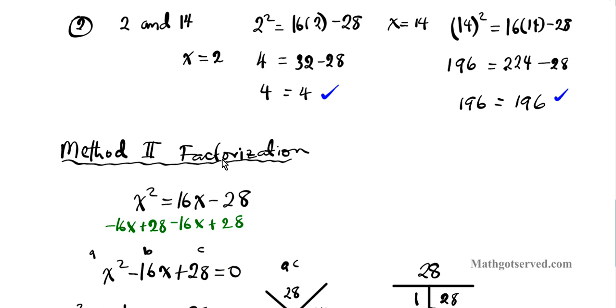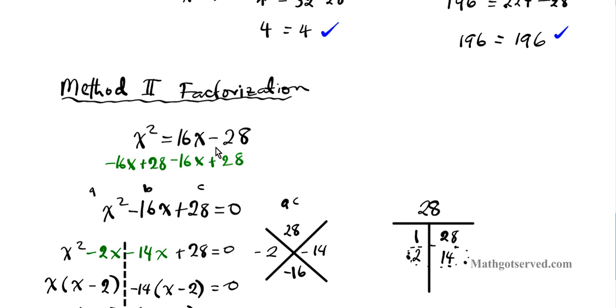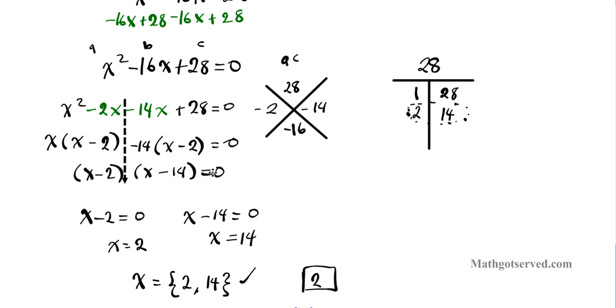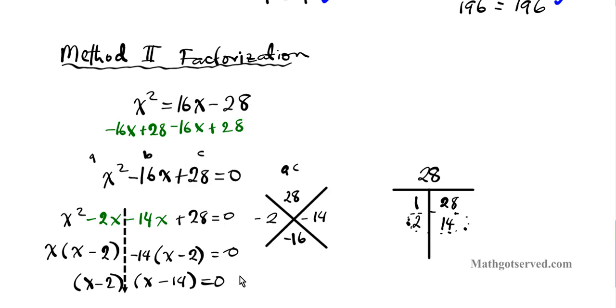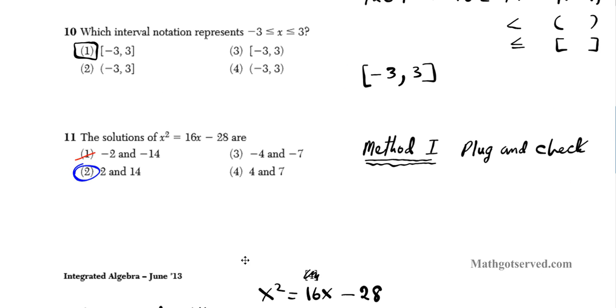Another way you can do it is simply put this quadratic in standard form and factor it, and use the zero product property to solve. You end up with 2 and 14. And there you have it. So whichever method you like, you can plug and chug, or you can just simply factor. You get option 2 as your final result.